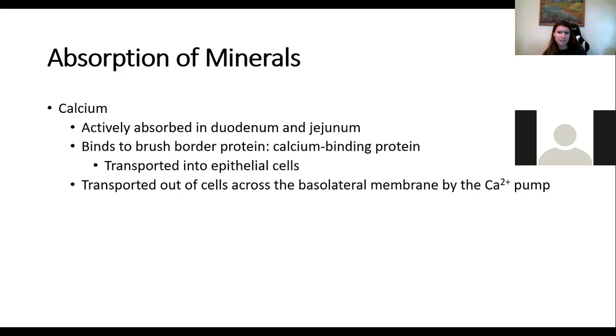At that point, the cells can actively pump the calcium into your plasma across the basolateral membrane using a pump. Vitamin D is also kind of involved in this process. It helps you absorb more calcium.